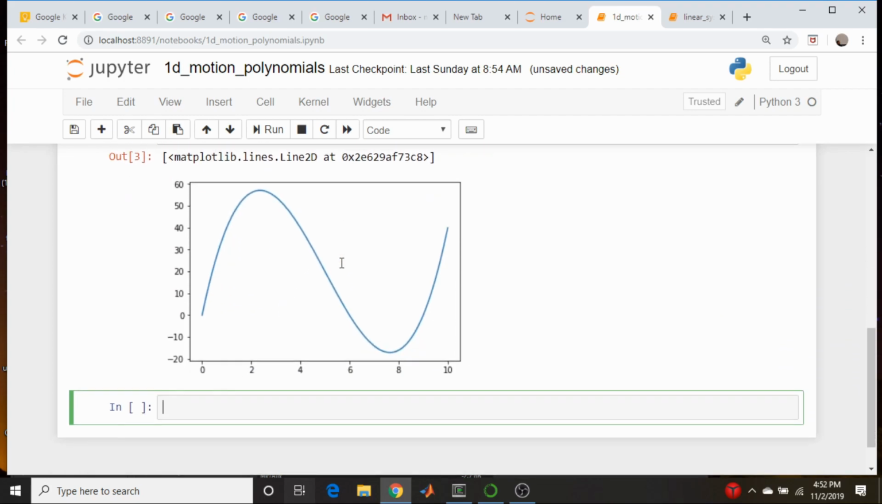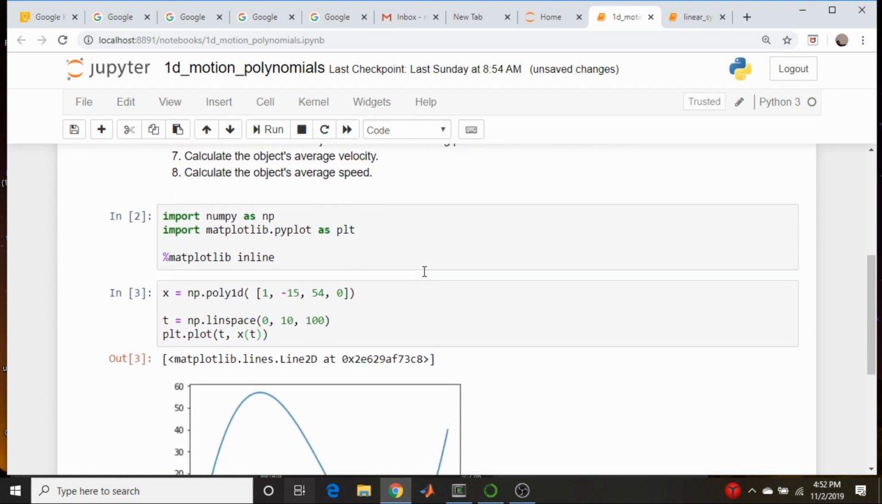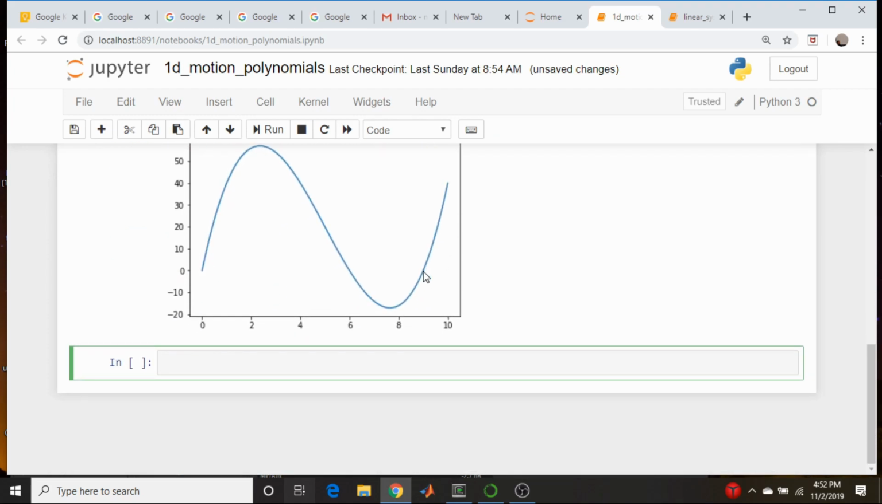Now it's easy to calculate the derivatives of these things because it's just a formula. So that's automatically built into NumPy. All we have to do is call the derivative operation on this function, and it will automatically calculate the derivatives. And the first derivative of x is going to be our velocity, and the second derivative of x is going to be the acceleration.